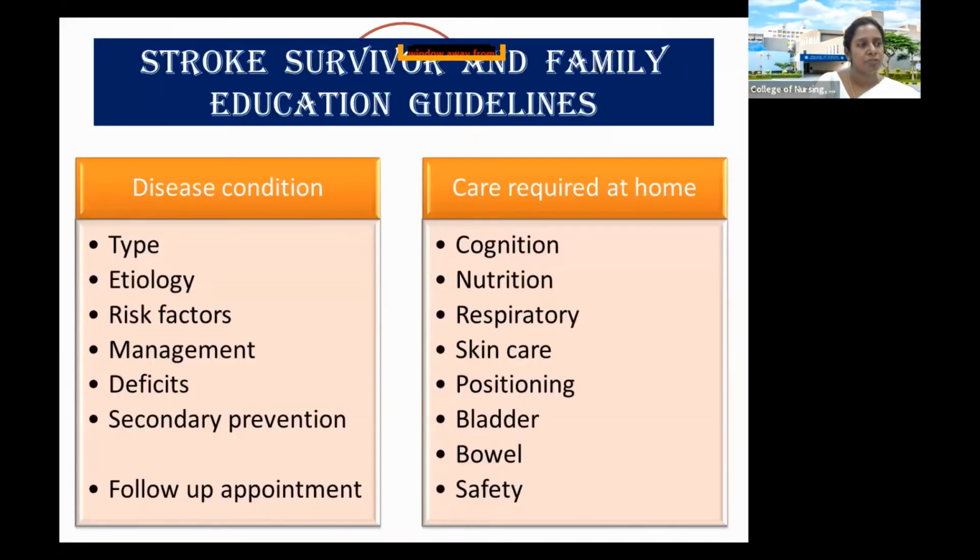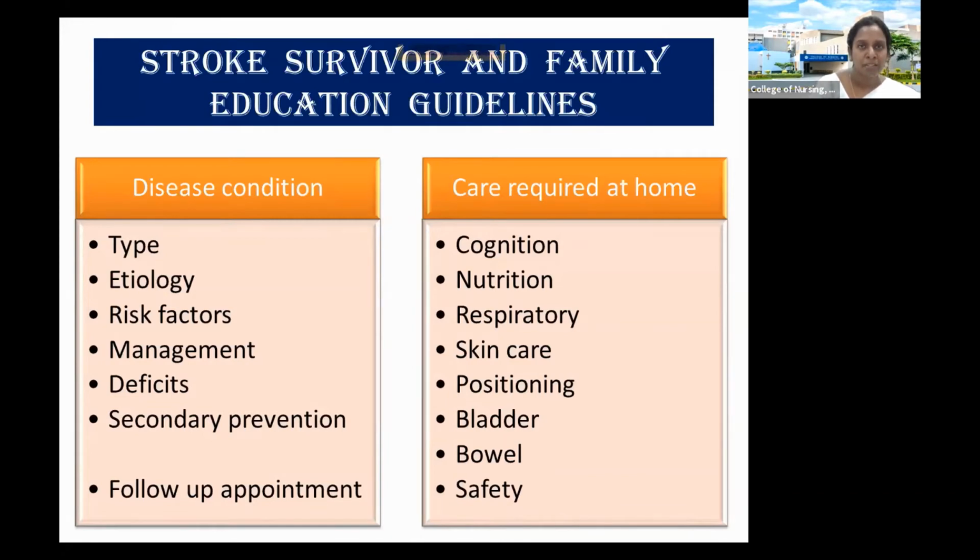I have put a few education guidelines that can be used for stroke survivors. Okay, if we are sending a patient home, what all teaching can be given to patients? Under disease condition, we normally tell them what kind of stroke they have, what caused it, or what was the risk factor for them to have a stroke.